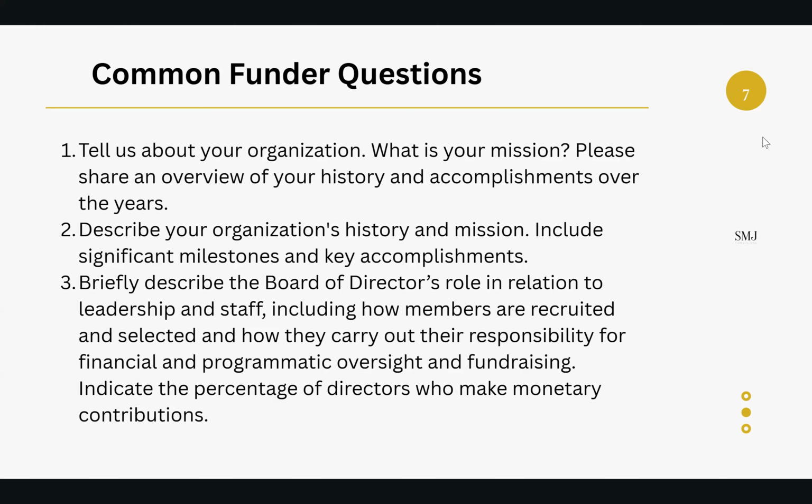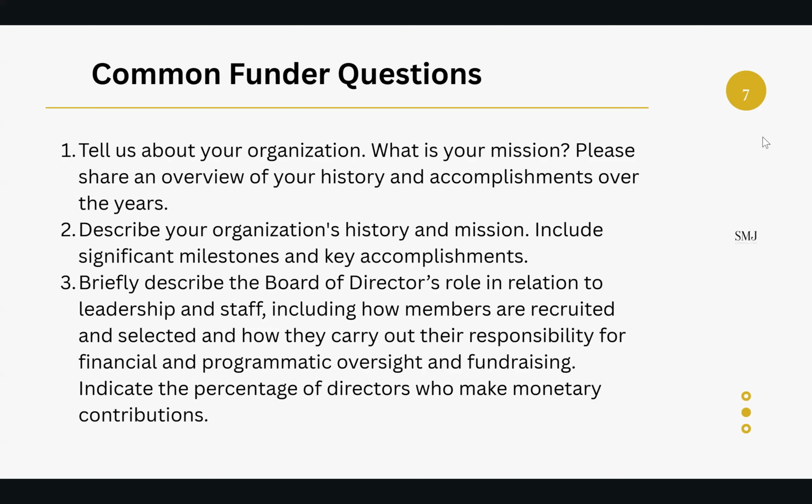In most grant applications, funders will ask you about the history of your organization through different questions, and these are just certain examples. All of them focus on you sharing your history, your mission, and your key accomplishments. Sometimes, funders may also explicitly ask you about your board of directors.